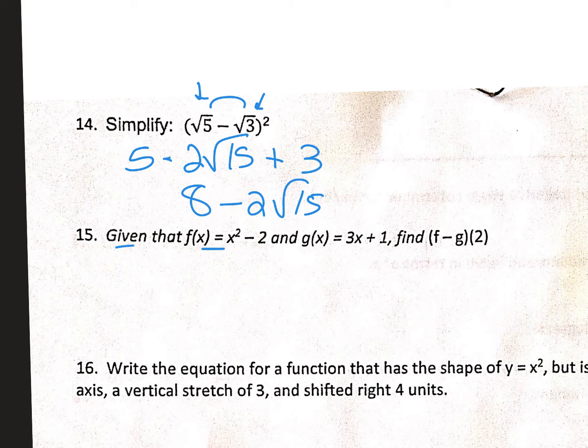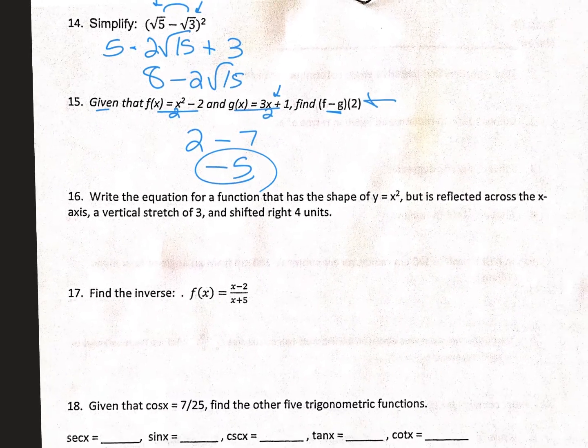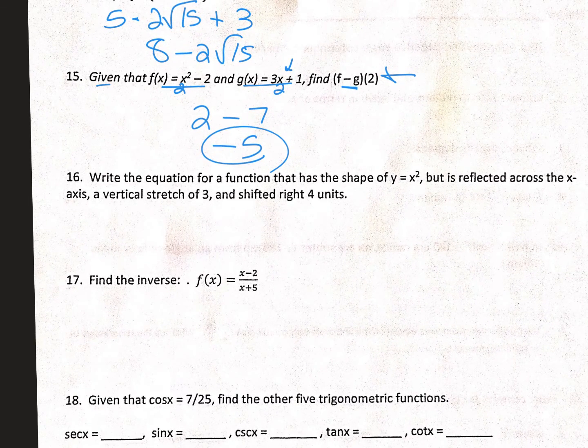15 says, given that function f is this and function g is this, find f minus g of 2. The quick way to do this is to plug 2 into both functions. If I plug 2 in the first function, it gives me 2 squared, which is 4, minus 2, which is 2. And if I plug it in the second function, 3 times 2 is 6, 6 plus 1 is 7. And it says f minus g, so I'm going to do 2 minus 7, negative 5. There you go.